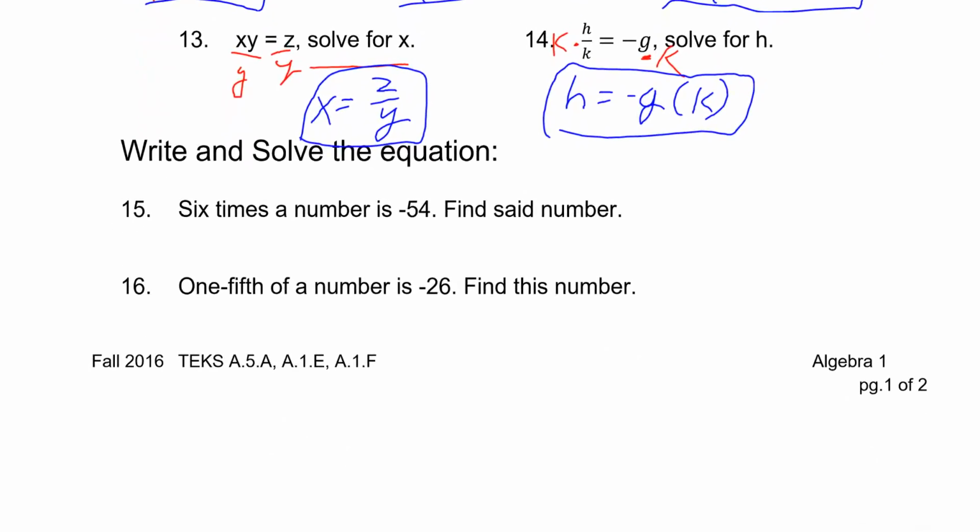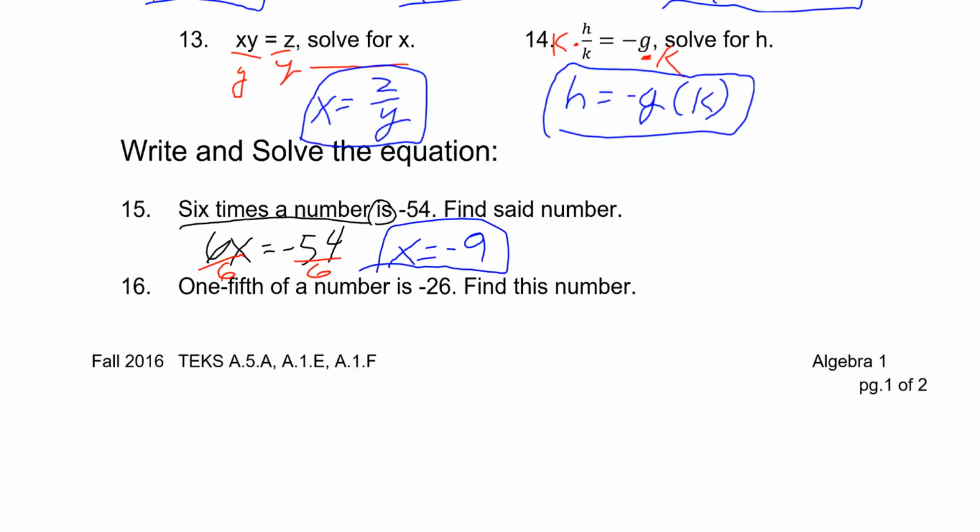So on number 15, we've got 6 times a number. So 6 times a number, well, that's going to be 6x. And that's going to be an equal sign, negative 54. And then in order to solve this, we got to divide each side by 6. And that's going to leave us with x equaling, let's see, 6 goes into 54, negative 9 times. At least negative 54. Slight correction there.